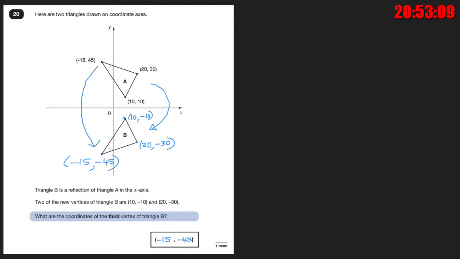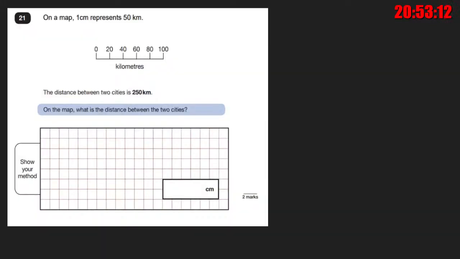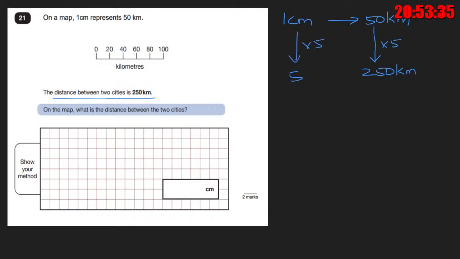And question number 21. On a map, 1 centimeter in a scale drawing represents 50 kilometers. And the distance between two cities is 250 kilometers. So 250 kilometers is times by 5. So this one also times by 5, and the answer is 5 centimeters. That is the correct answer. So 5 centimeters is the answer for question number 21.